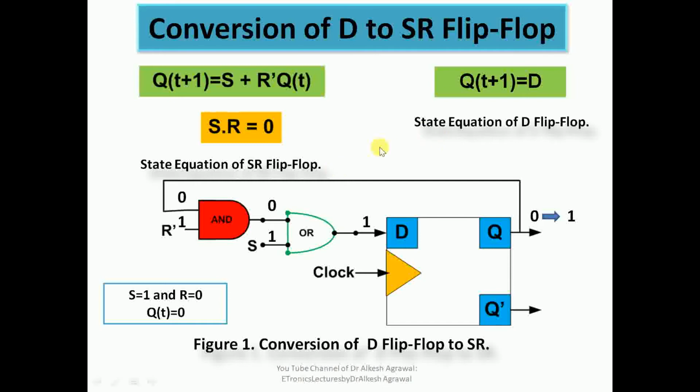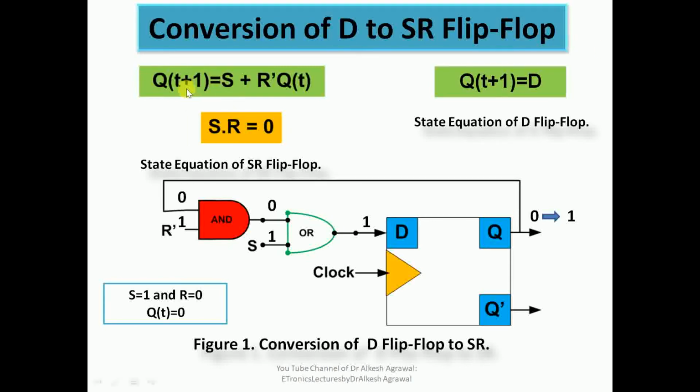So, in the very first slide, I have shown the process of converting a D flip flop into SR flip flop. So we know that D flip flop has a uniqueness that whatever is the input, the next state is the same as the input. So the state equation of D flip flop is Qt plus 1 is equal to D, which means that the next state will be the same as the input to the D flip flop. D is also known as delay flip flop or data transfer.